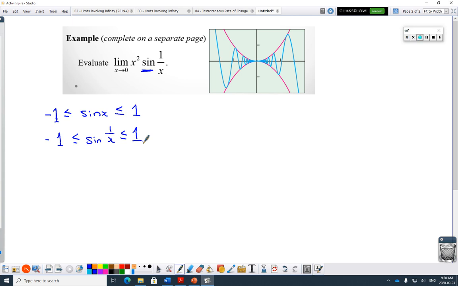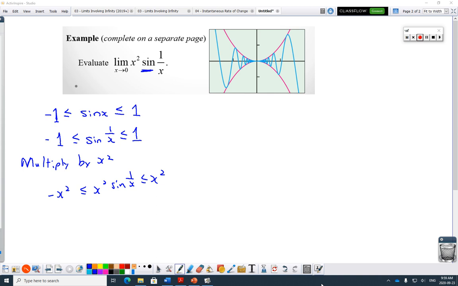Can you see what I'm up to here? I'm building this thing with these restrictions, these sandwich restrictions on it. Sine of 1 over x is trapped between -1 and 1. Now I'm going to multiply everything by x squared. That's phase 1 of sandwich theorem. What phase 1 has accomplished is I've taken my function that they wanted to find the limit of, and I've trapped it between two things. I've got this thing trapped now.